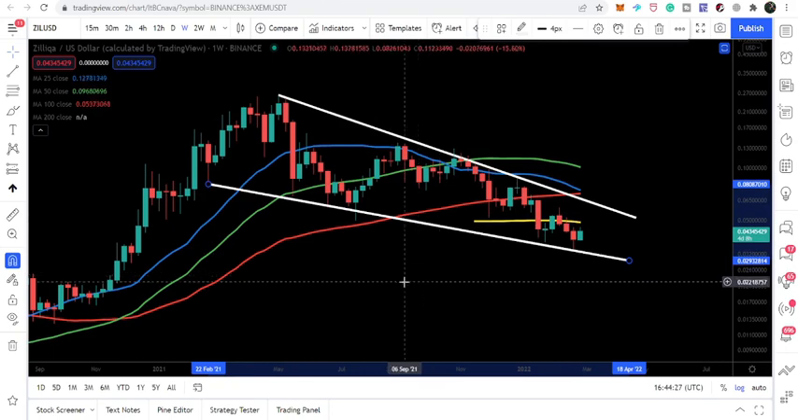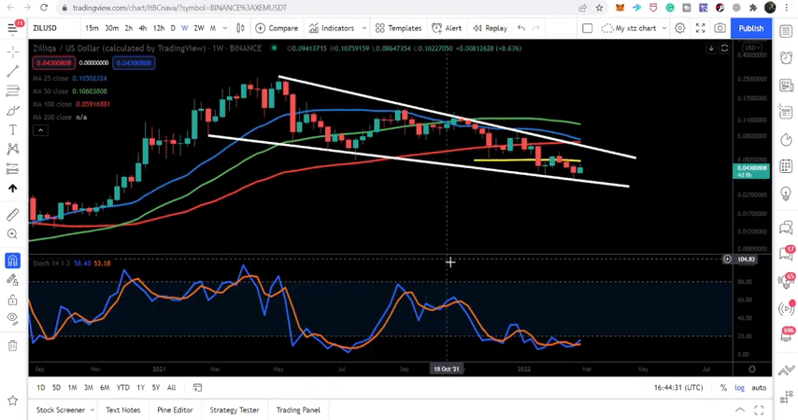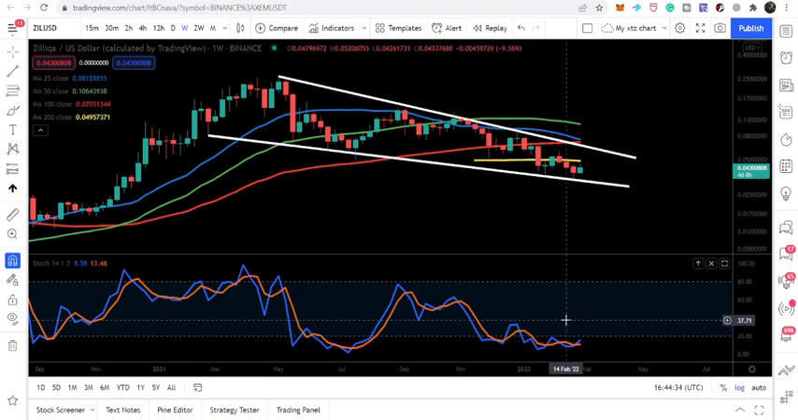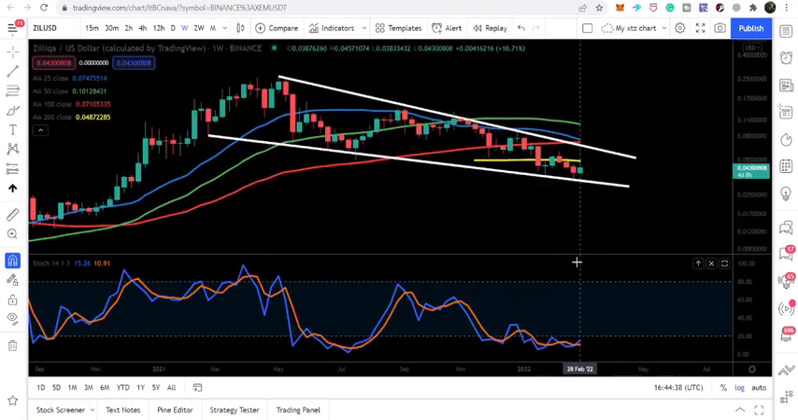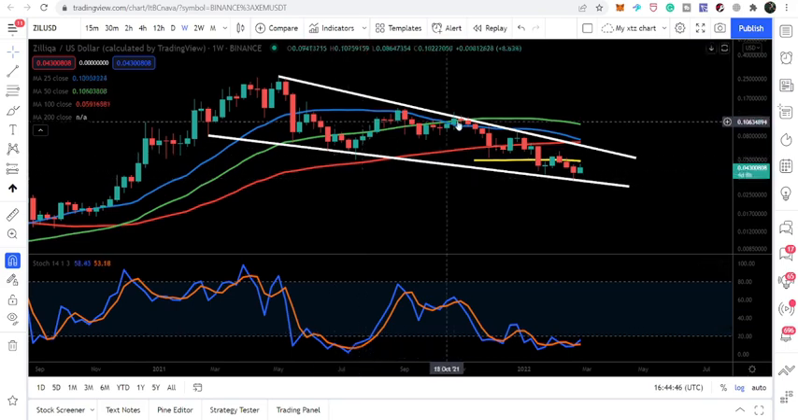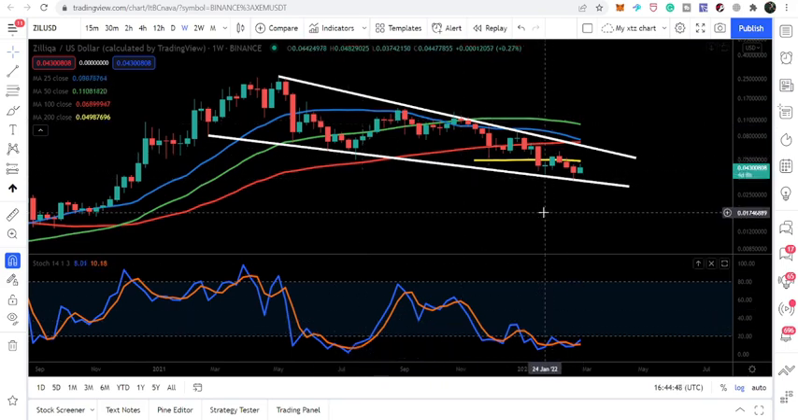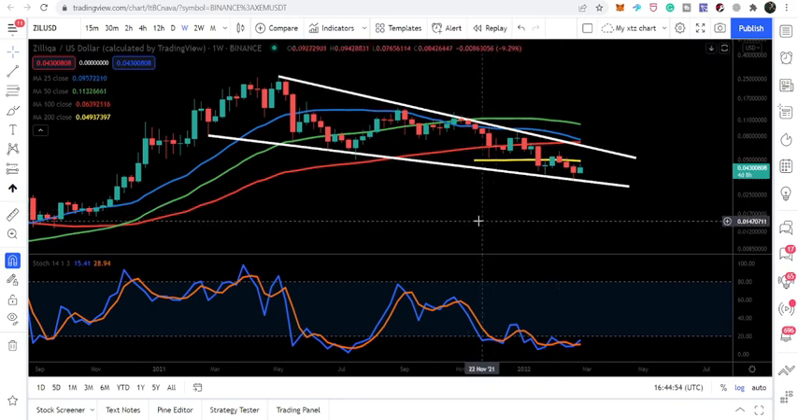And at the same time, if we take a look at the stochastic oscillator, then we can see that stochastic is completely oversold, and we have again received the bull cross. This blue line has crossed with the orange line, that is a buying signal. Like here we received the buying signal and we had a small rally, and here when we had this buying signal, we had a very big rally. Therefore, once again, we can expect another rally after this buying signal that has appeared from the oversold zone.